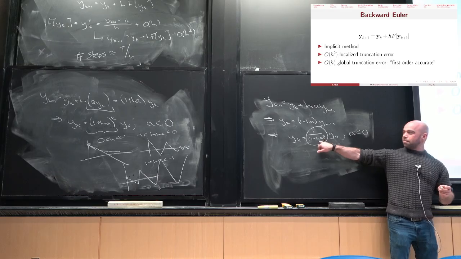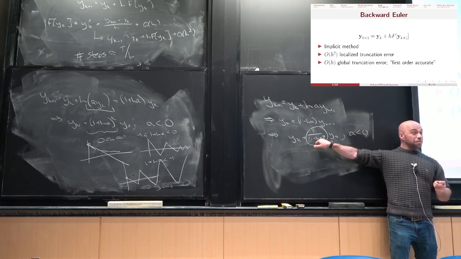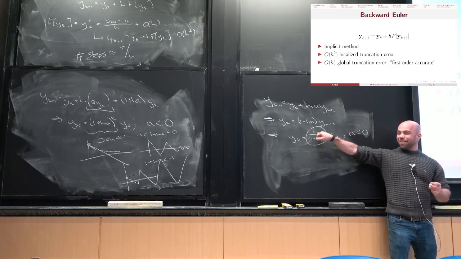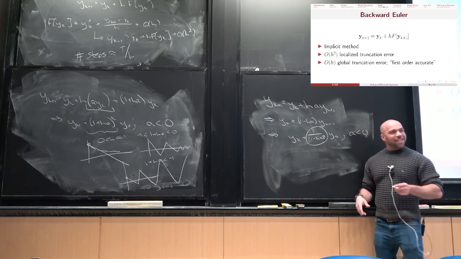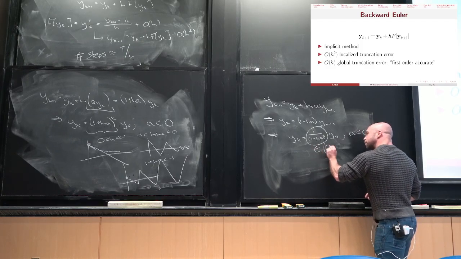A is negative, there's a minus sign there. H is positive. The denominator is more than 1, and so the fraction is less than 1. That's right. This expression is always between 0 and 1.